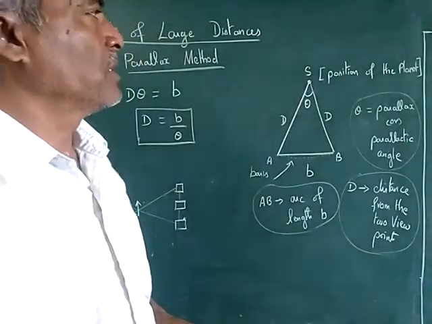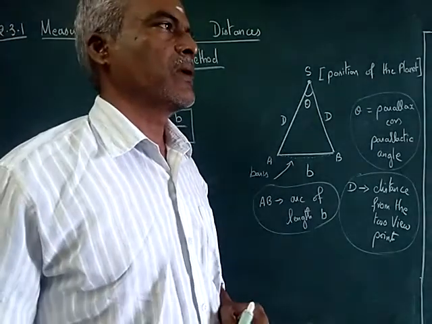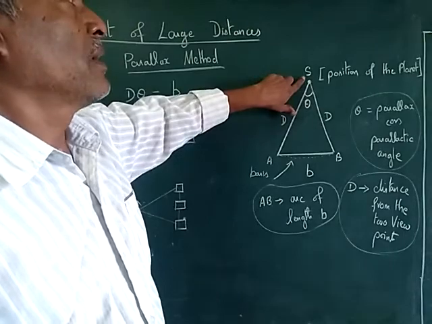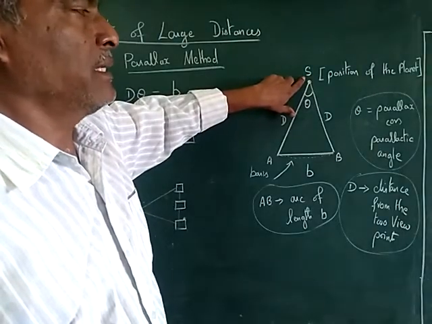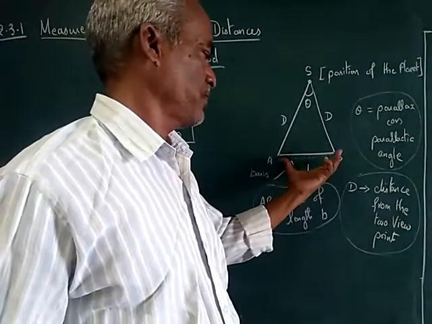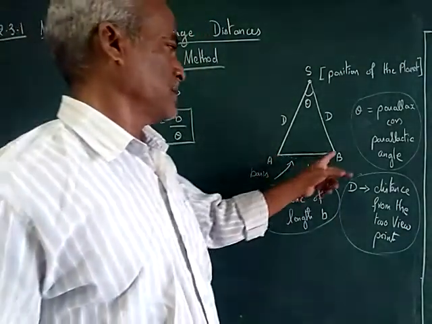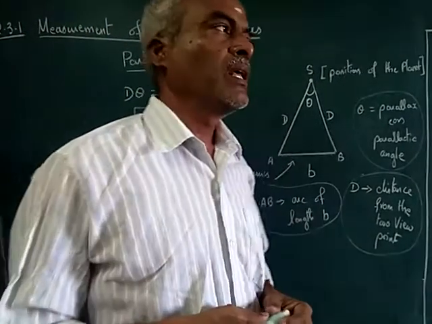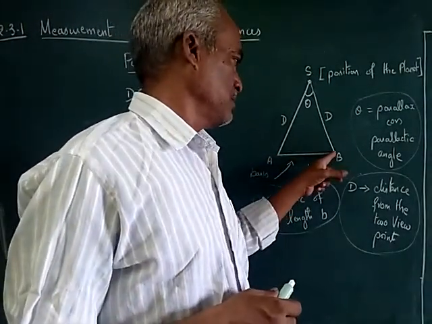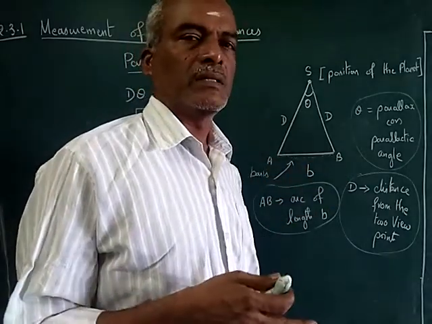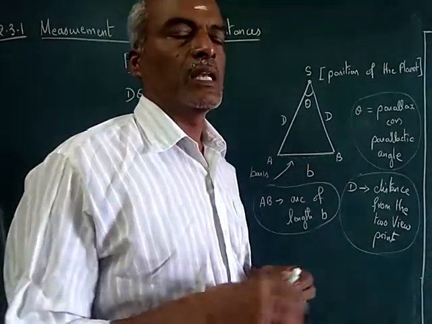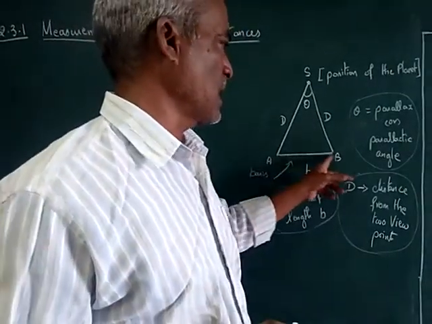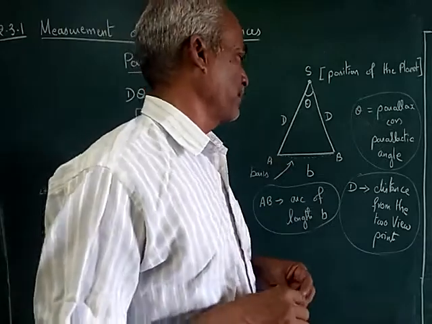So assume we want to measure the distance from Earth to a particular planet. Assume this is the position of the planet and this is Earth's surface, and AB is the arc length. Actually it is curved, but since the distance is very far, it can be viewed as a straight line. Basically this is an arc but viewed as a straight line.